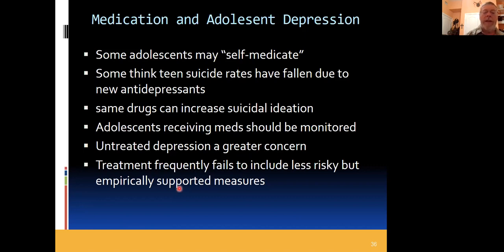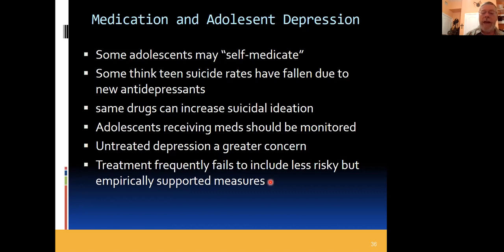By the way, speaking of treatment, I should mention that treatment frequently fails to include less risky but empirically supported measures. Usually, if you take your adolescent to a medical doctor and it's determined the adolescent is depressed, the doctor will prescribe an antidepressant and that's pretty much it. In fact, we should know that psychotherapy, as I mentioned earlier, can be very effective, but in many cases it's simply not provided, okay?